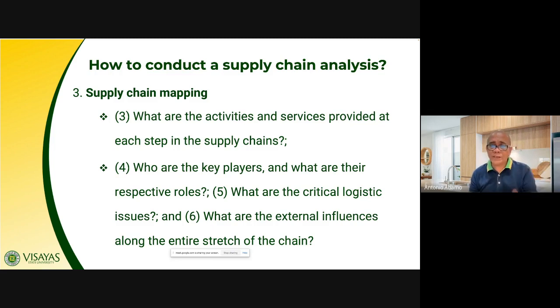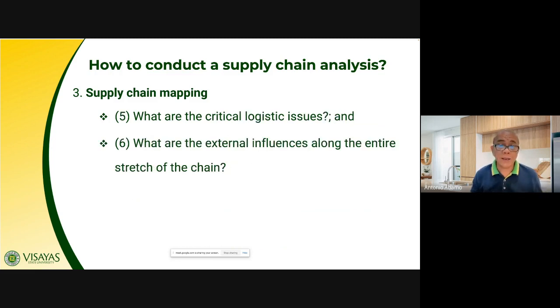Okay? Then what are the external influences along the entire stretch of the supply chain? External, that means to say it could be government policy, it could be whatever, say for example, environmental regulation. External, those that are out of the control of the supplier or the supply chain player. Policy environment or what have you, weather or something like this are external influences. Okay? What are the critical logistic issues and what are the external influences? Those are the six key questions. After answering that, you can really project the configuration of your supply chain.